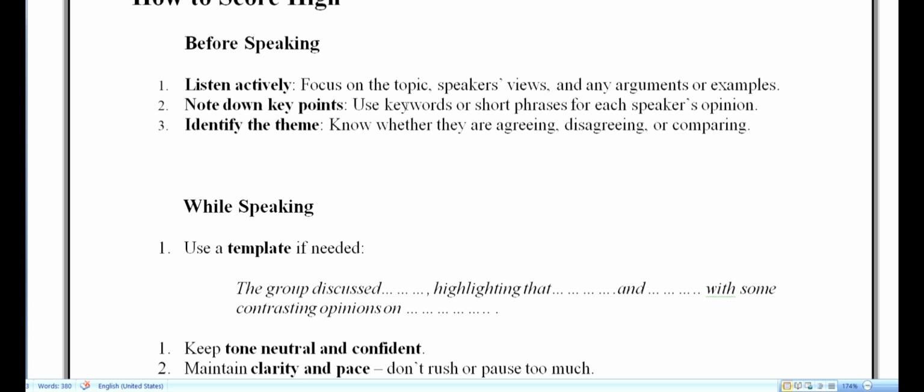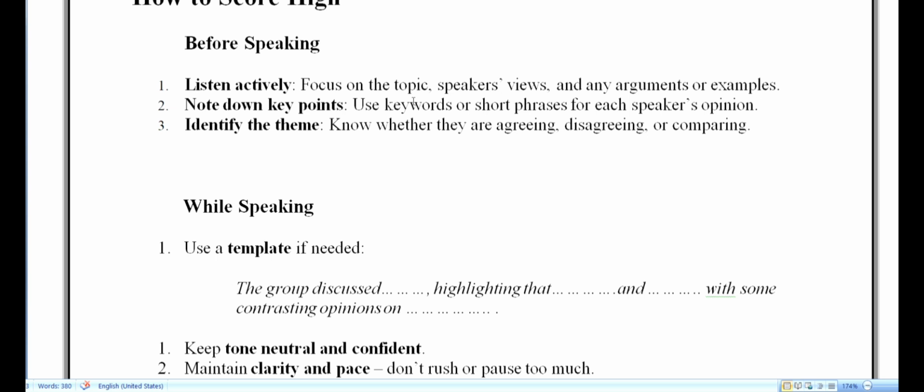So what you have to do, listen actively, focus on what the topic is, catch the topic. It will be said in the start, or maybe after the first or second line, the topic of the discussion will be clearly introduced. So make a quick note of it. Short notes. Don't write lengthy sentences. We don't have that time.